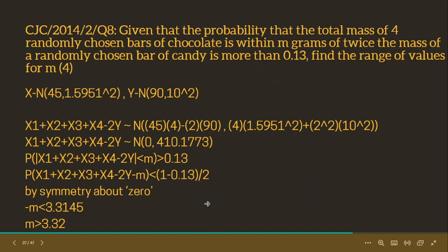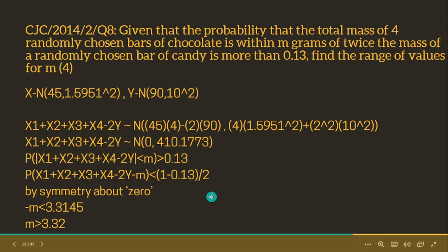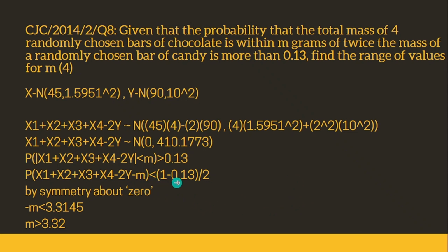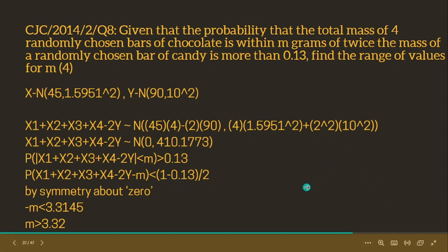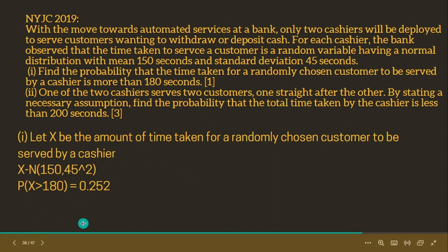So in that case, we can then have a way to find out m. Because of the symmetry, we can divide by 2. So after this, we can then inverse norm. So it will be 0.87 divided by 2, 0.435. We're going to inverse norm 0.435, and by right, we will be able to get the m being greater than 3.32.